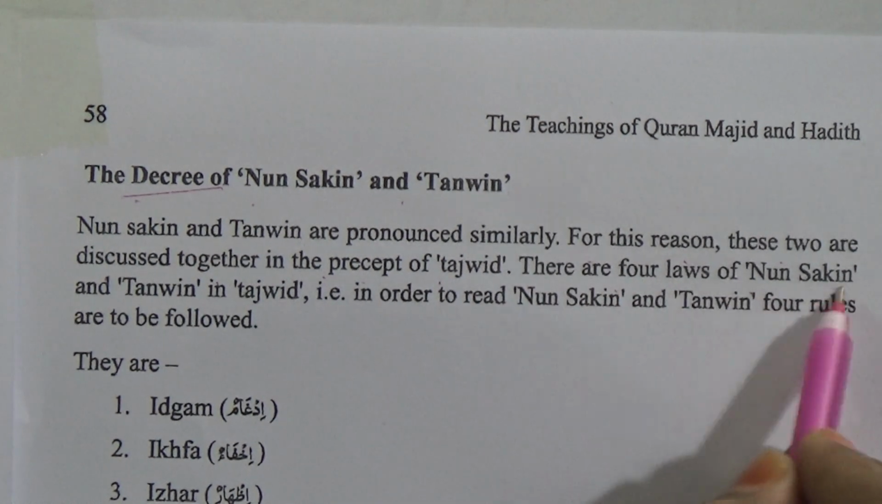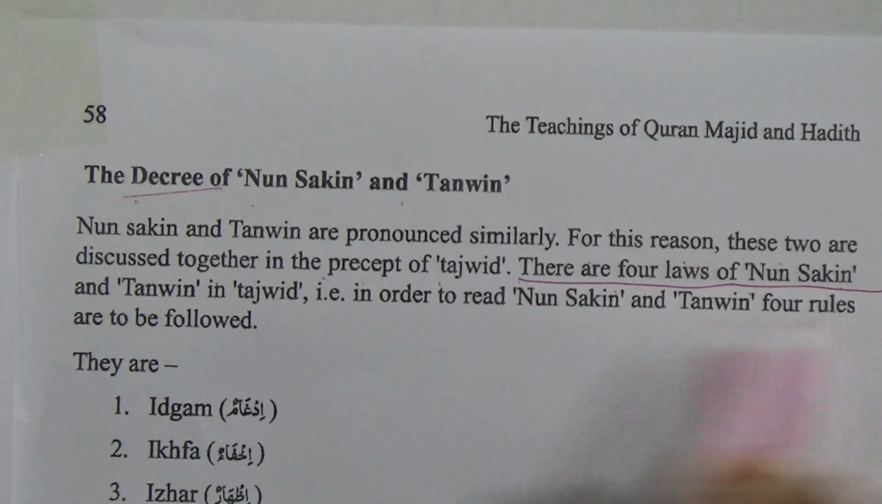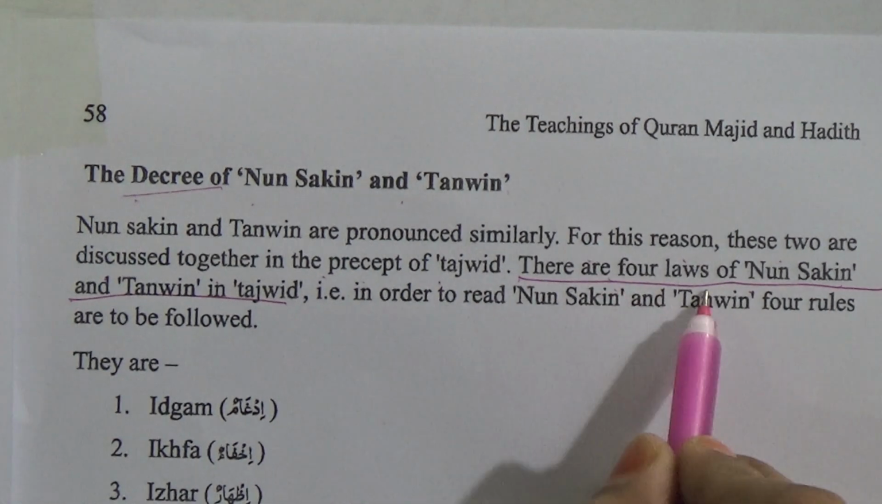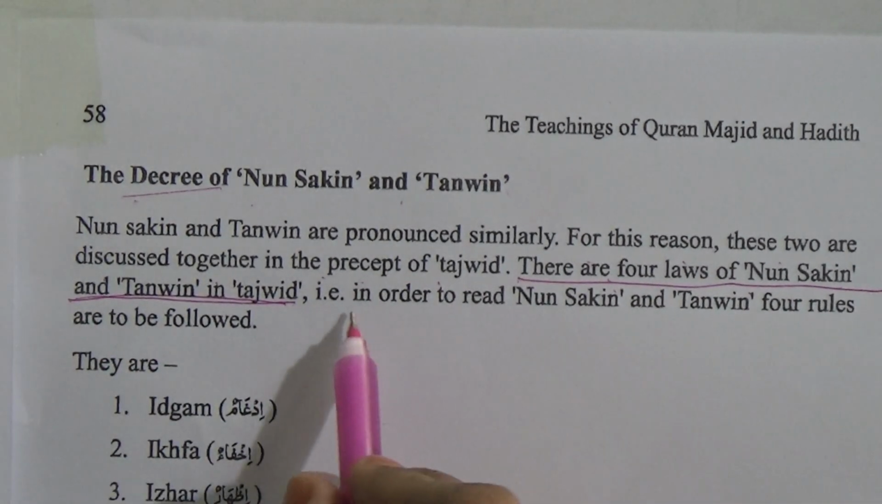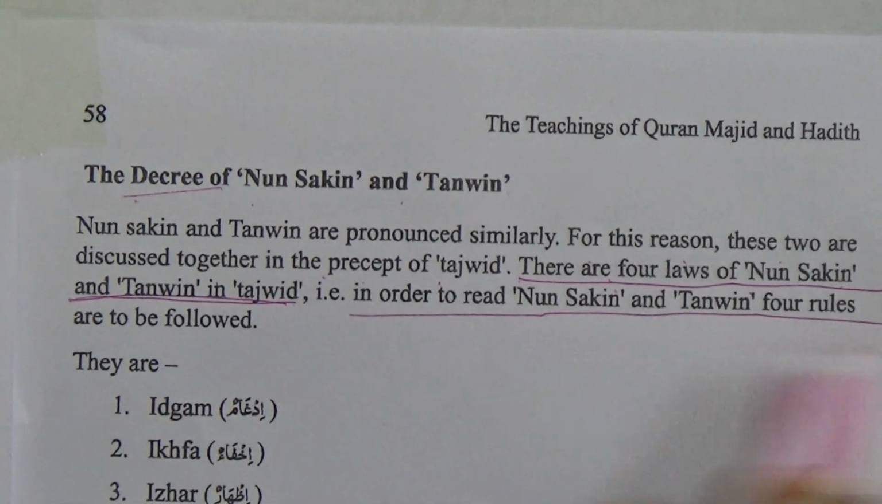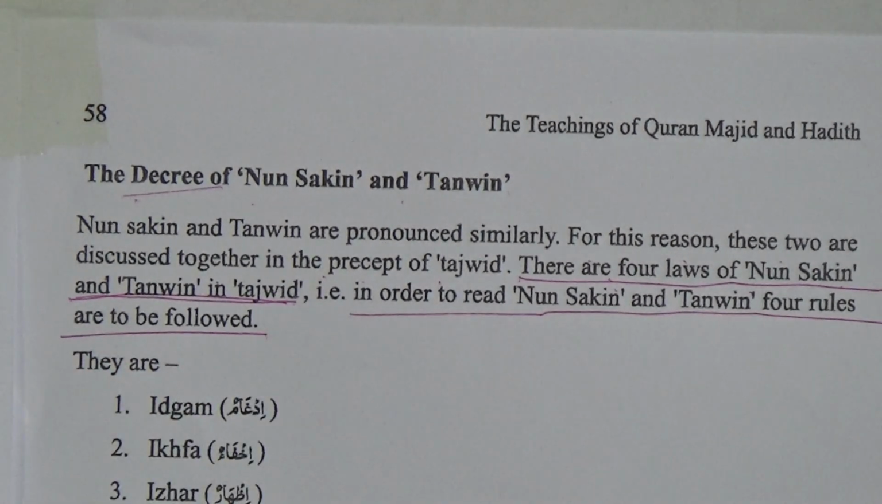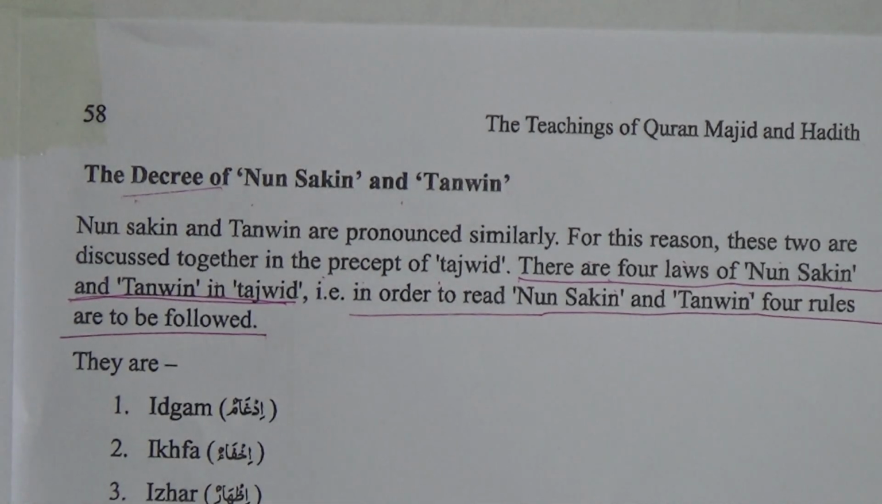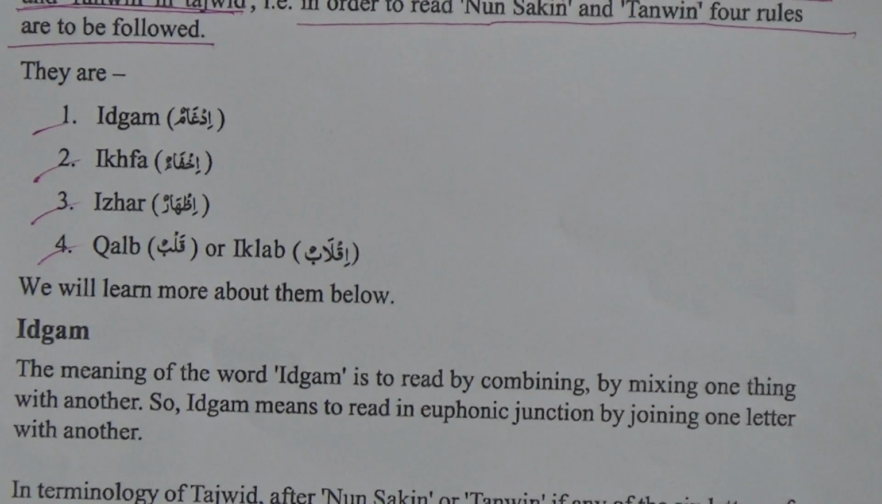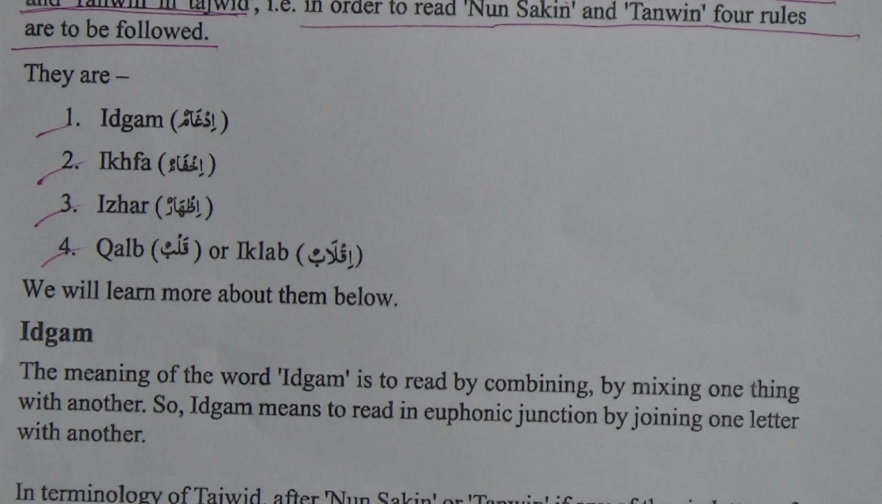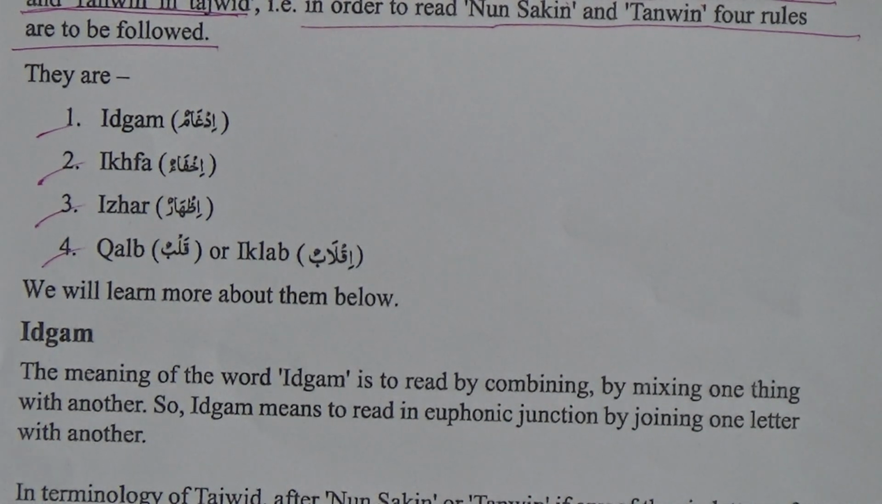There are 4 laws of Noon Sakin and Tanween. How many laws are there? Dear students, there are 4 laws. It is important: in order to read Noon Sakin and Tanween, 4 rules are to be followed. These 4 rules are Idgham, Ikhfa, Izhar and Iqlab. These 4 are the rules, or the laws, of reading Noon Sakin and Tanween.